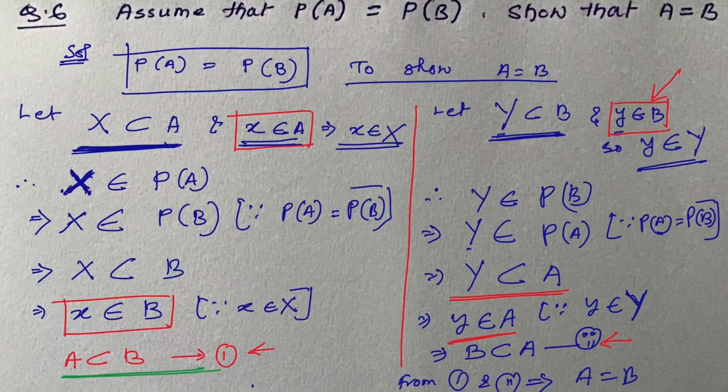So you must remember one thing, that if B is a subset of A and A is also a subset of B, then these two sets must be equal. That's how we can show it. Hope you have understood this. So let's move on to the next question.